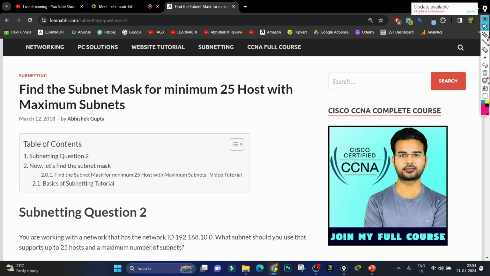What subnet? You need to find the subnet mask first. How will you find a subnet mask? Tell me. On what basis will you find a subnet mask? There is no CIDR value. How can you find a subnet mask? You are going to find the bits of the host ID. Very good. Okay, good. Now go forward. Next.